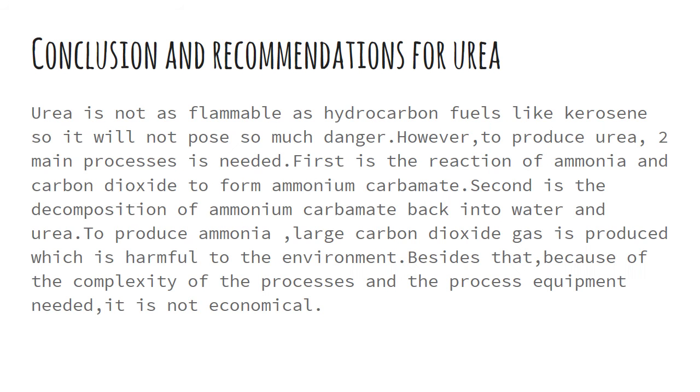For urea, urea is not as flammable as hydrocarbon fuels like kerosene, so it will not pose so much danger. However, to produce urea, two main processes are needed. First is the reaction of ammonia and carbon dioxide to form ammonium carbamate. Second is the decomposition of ammonium carbamate back into water and urea. To produce ammonia, large carbon dioxide gas is produced, which is harmful to the environment. Besides that, because of the complexity of the processes and the process equipment needed, it is not economical.